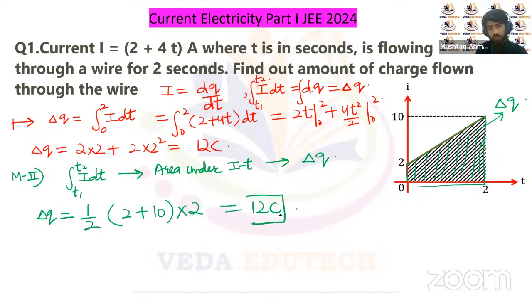So this is how we can find the charge flown through the circuit. Either we can go by integration, or we can calculate the charge flown through the wire using the graph. The area under the current-time graph gives the total charge flown. So these are the two methods to find the total charge flown through the circuit.